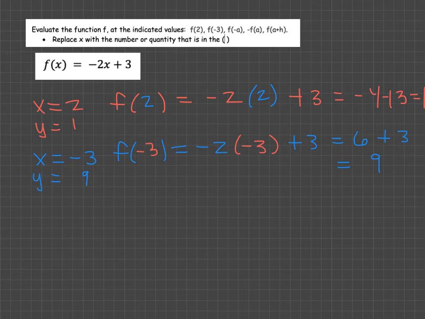Okay, let's move on to this one. So we're going to take x equal to negative a. Let's see what happens. So f of, we're going to plug in negative a. And in the function, we replace x with negative a.